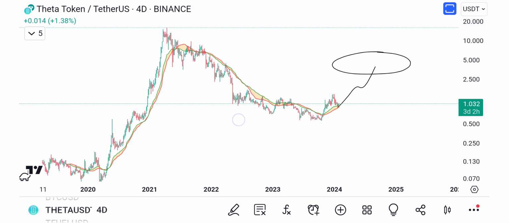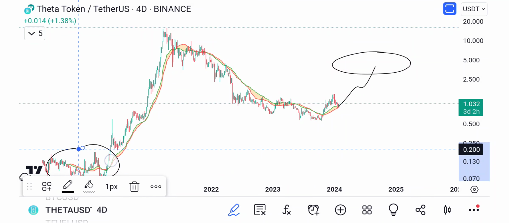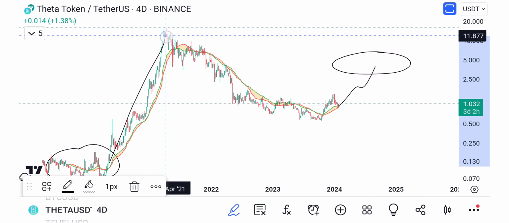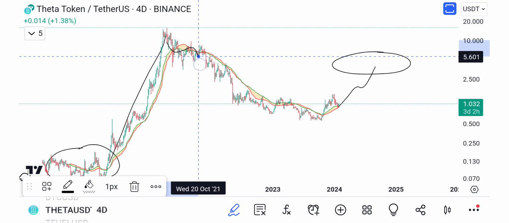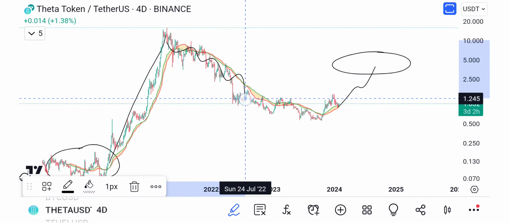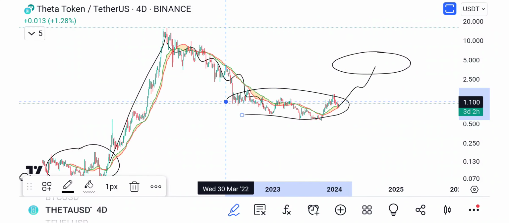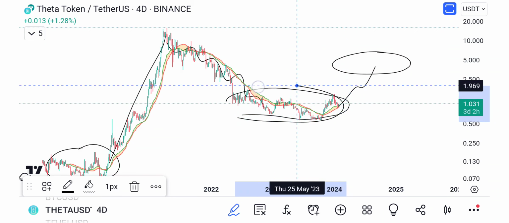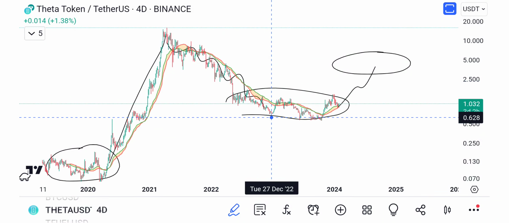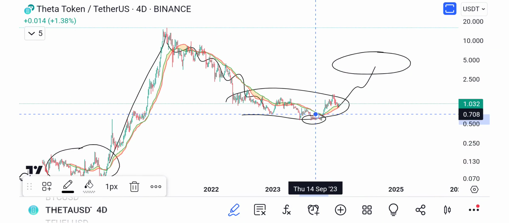Number one, you have a beautiful base. Number two, you have an incredible bull market, massive pump. Number three, you have an orderly and constructive bear market. Number four, you have another base, a big base. Number five, you have accumulation in that base. Number six, you have another, a miniature accumulation, which, by the way, was my first video back in October.